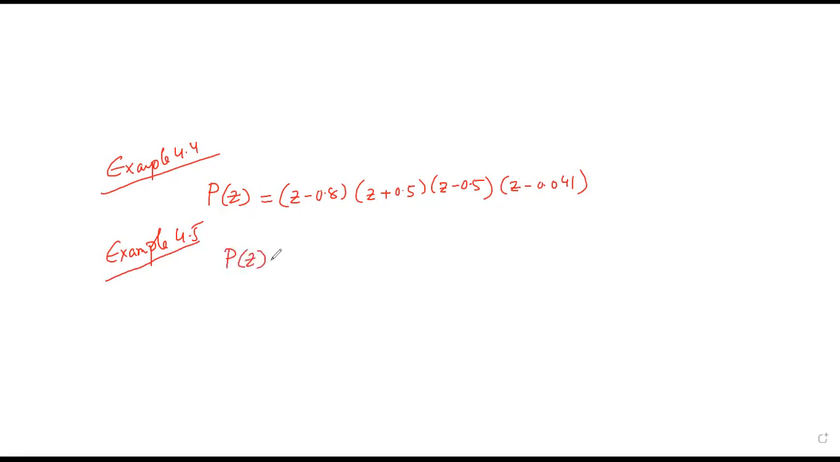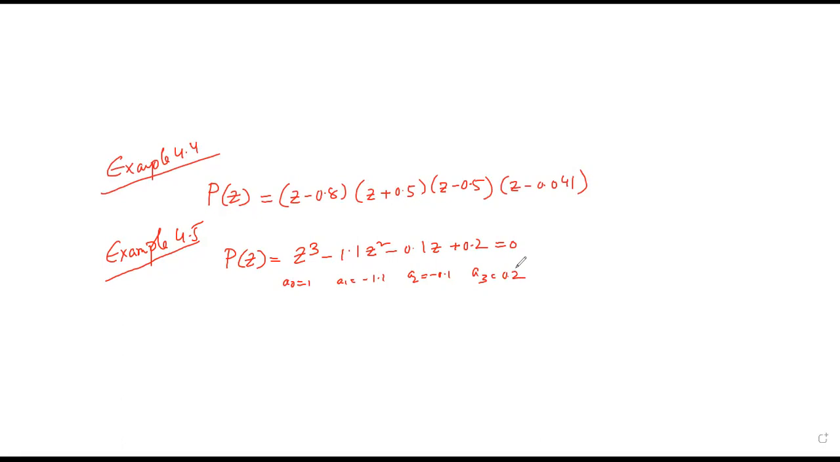P(z) equals z cube minus 1.1 z square minus 0.1 z plus 0.2 equals 0. So this is our characteristic equation. This is our A0, which is 1, and A1, which is minus 1.1. A2 is equal to minus 0.1, and A3 equal to 0.2.